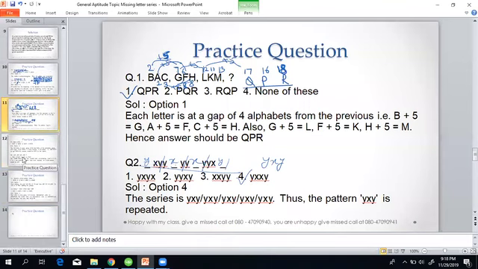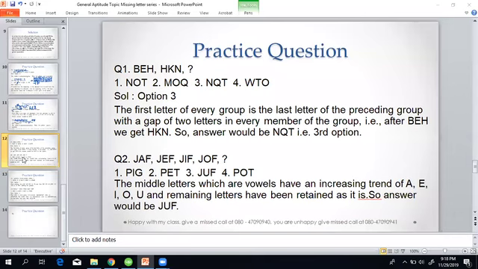Does this make sense? Please let me know if you have any doubt with any of the question. Okay, now next, only a few more questions.